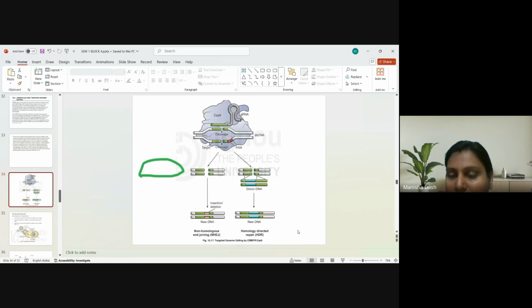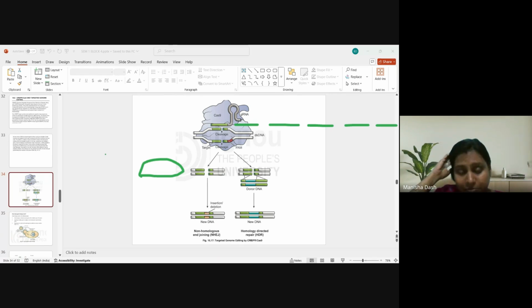Actually, I think that diagram has been missed by me: how exactly the CRISPR looks like. The CRISPR is actually made up of short DNA sequences like this, and these are palindromic DNA sequences.